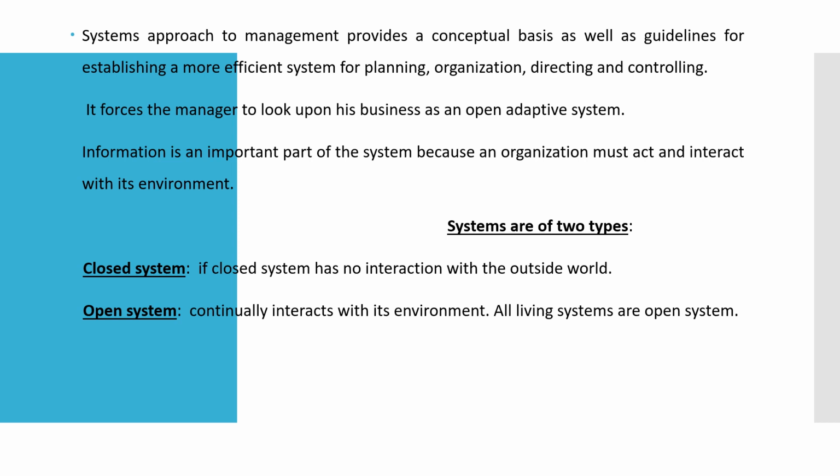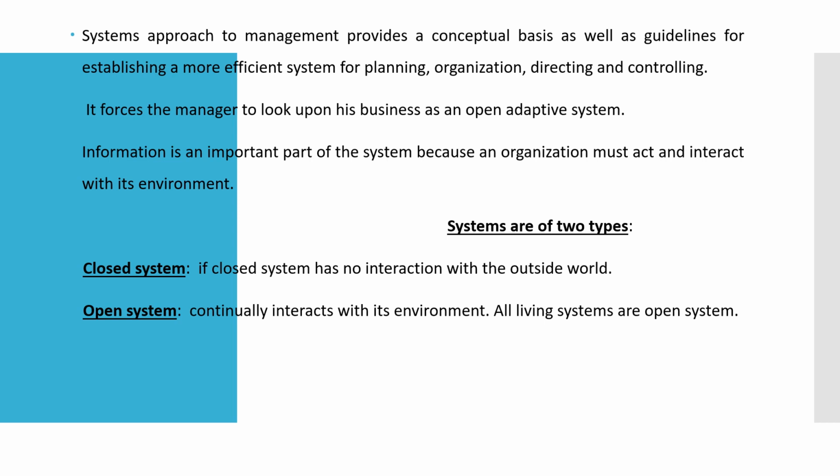The systems approach to management provides a conceptual view or a basis for guidelines for establishing a more efficient way of planning, organization, direction, and control, because it forces managers to look upon their business in an open, adaptive manner. You are going to take certain decisions which you have not thought of, and it is basically because of the situation that you are in, so it has to be adaptive in nature. Information is an important part of the system because an organization must act and interact with its environment.